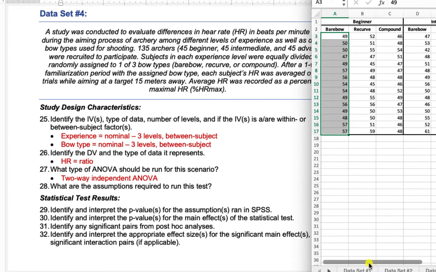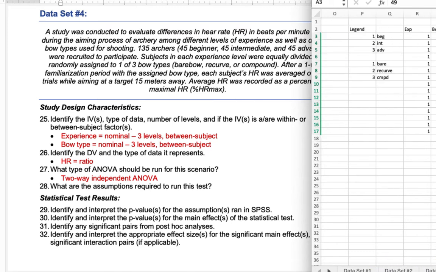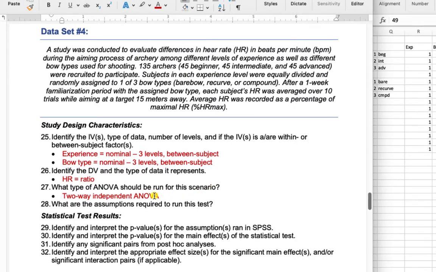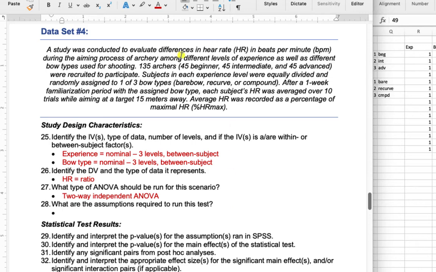So we decided that if we were to put this into some organization that would be good for SPSS, we would have one row that had data labels for experience, one row that had data labels for the type of bow that was used, and then one row that represented the heart rate that was measured for each subject. All in all, we decided that a two-way independent ANOVA was the appropriate test to run.